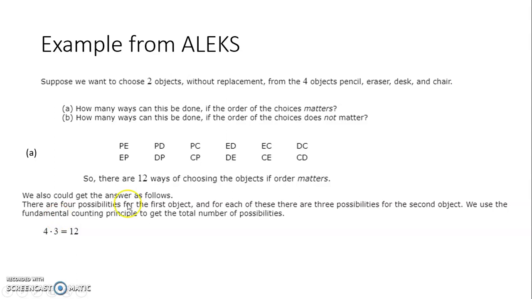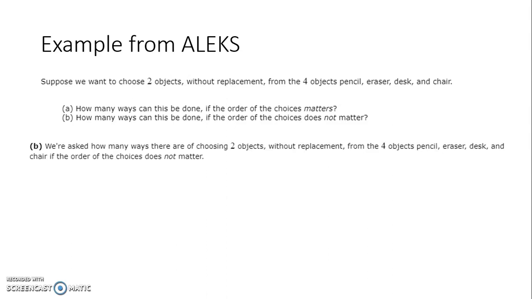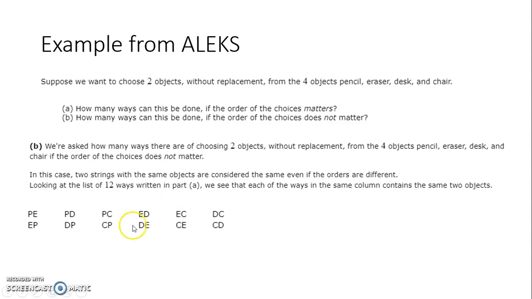The other way to do that is on the first choice of pencil, eraser, desk, and chair, you have 4 choices. And after you've picked the first one, you have 3 remaining choices. So you just do, by counting principle, 4 times 3. Pretty simple. Now with combinations, we need to think about the order here. How many actual different iterations of these objects do we have? So we're picking 2 objects, and it would look like this.